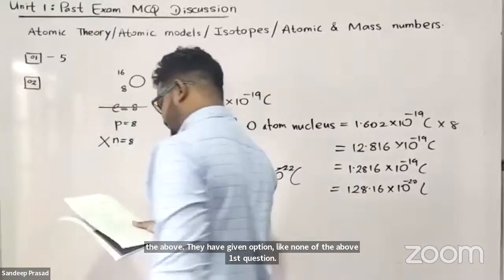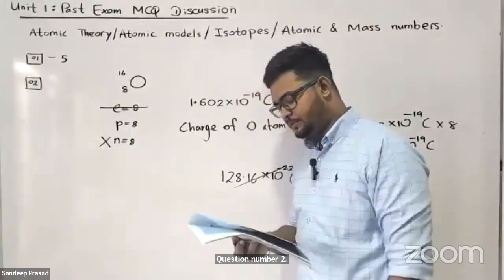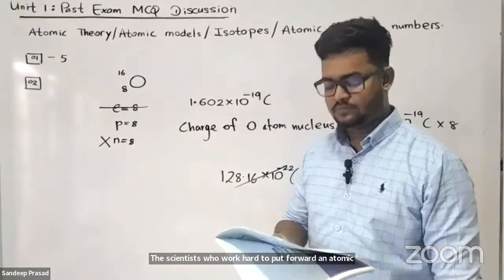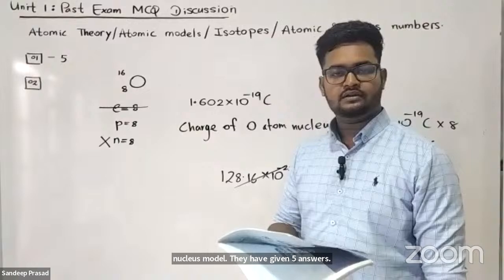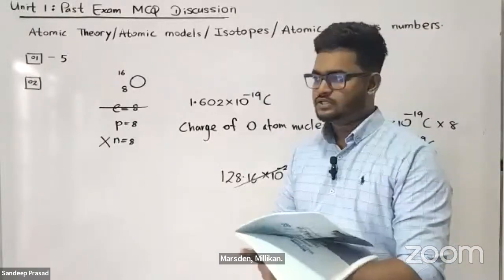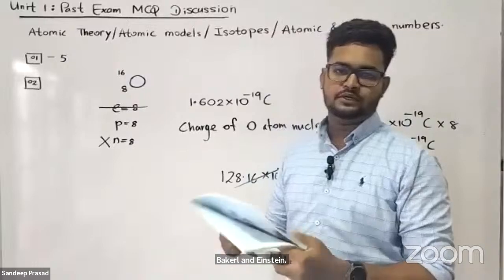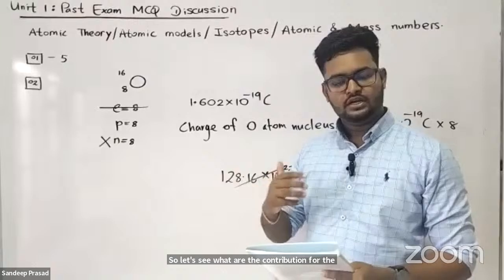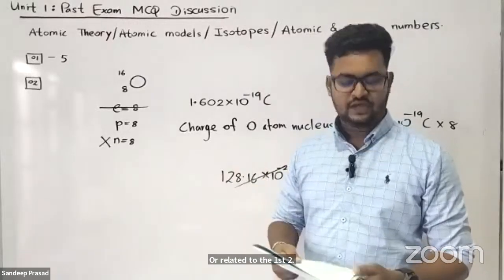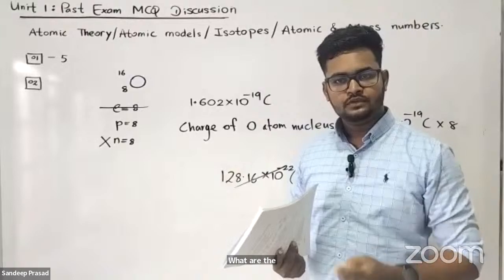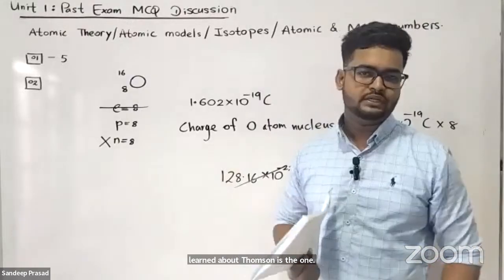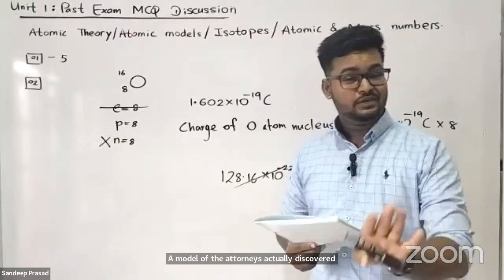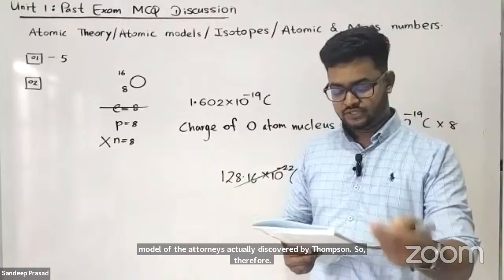Question number 2. The scientists who worked hard to put forward an atomic nucleus model, they have given 5 answers: Thomson, Marsden, Millikan, Becquerel, and Einstein. Let's see the contribution of these scientists to the development of atomic theories and atomic models related to the first unit. We have learned about Thomson. Thomson is the one who found the electron, and the plum pudding model of the atom was proposed by Thomson. So he doesn't have any contribution to the atomic nucleus.